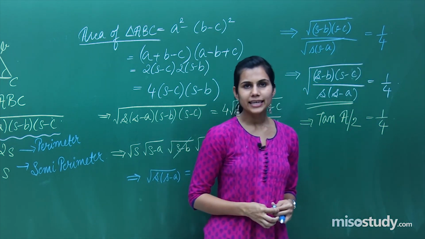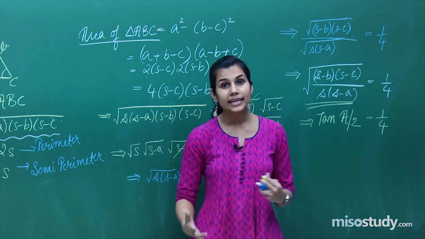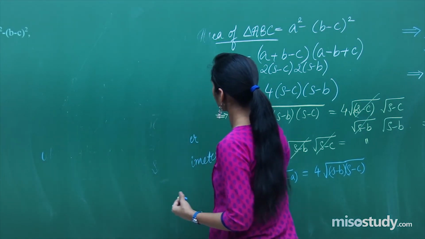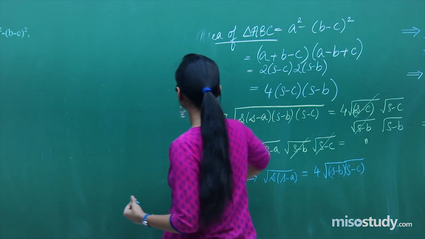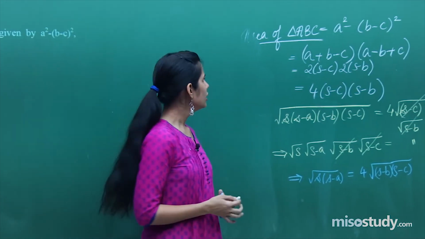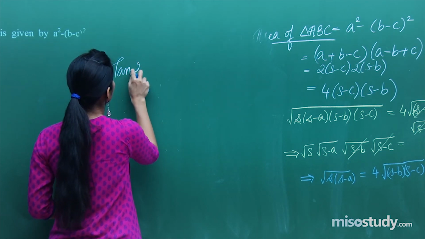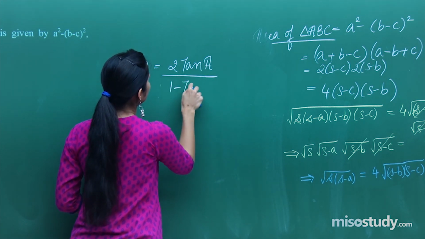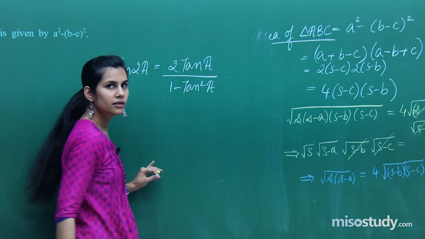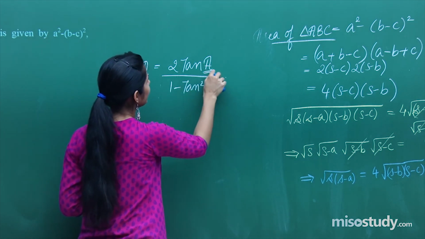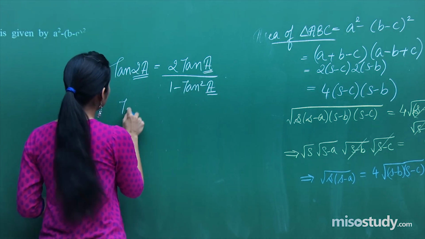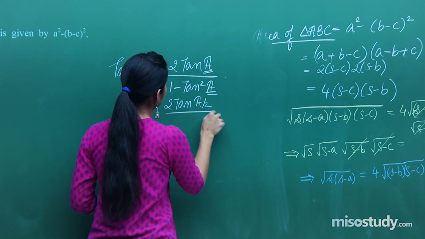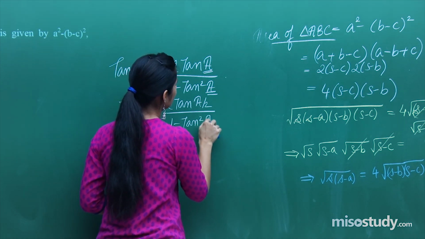Well, I have got the value of tan A by 2, but I do not want tan A by 2, I want tan A. So how am I going to compute tan A? Can it be expressed in terms of A by 2? Well, I know tan 2A is 2 tan A upon 1 minus tan square A. The angle was twice, it is being halved. Therefore, tan A will be 2 tan A by 2 upon 1 minus tan square A by 2.